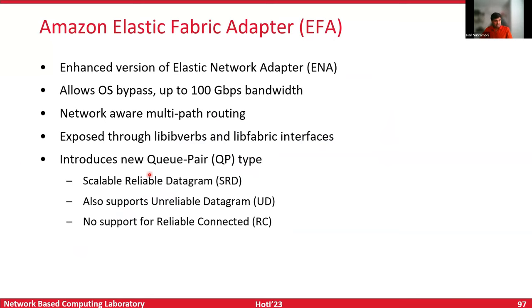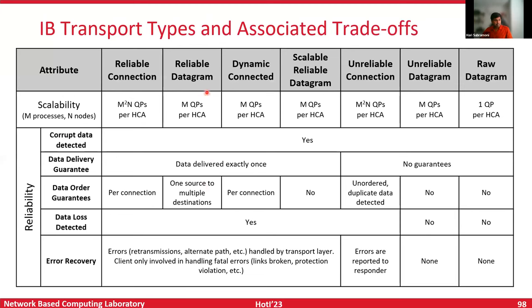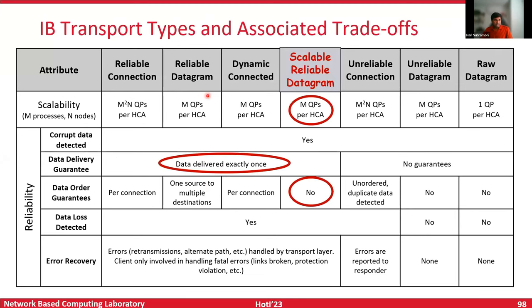So EFA introduced a new queue pair type. This is called scalable reliable datagram. Now going back, if you looked at transport types, we looked at dynamic connected and unreliable datagram. So they created a scalable reliable datagram where you have the same scalability capabilities as your unreliable datagram, but you have data delivery guarantees.